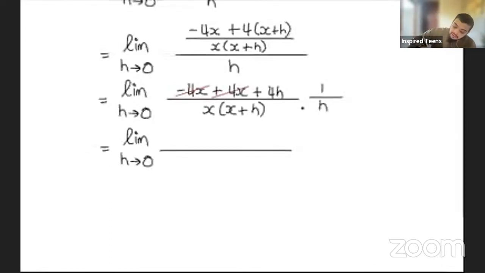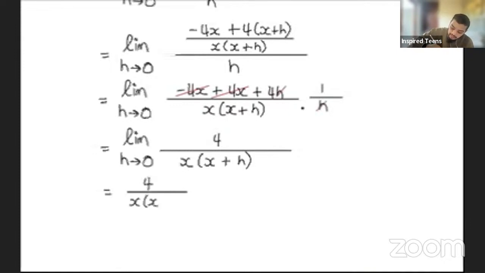And we can cancel this h, because once we cancel this, it's like it didn't exist, and we're just left with 4h. So now it's like 4h, it's just one singular term. There's no plus stopping us from canceling. So we can cross cancel this h with that h, and we are finally left with 4 over x into x plus h. And this is now where we can substitute h as 0. So we can say equals 4 over x into x plus 0, which becomes 4 over x squared is our final answer.